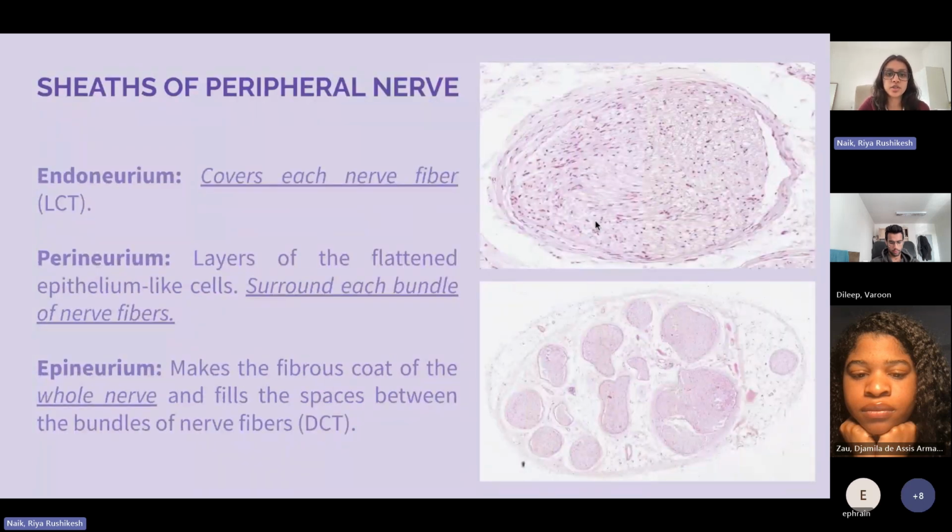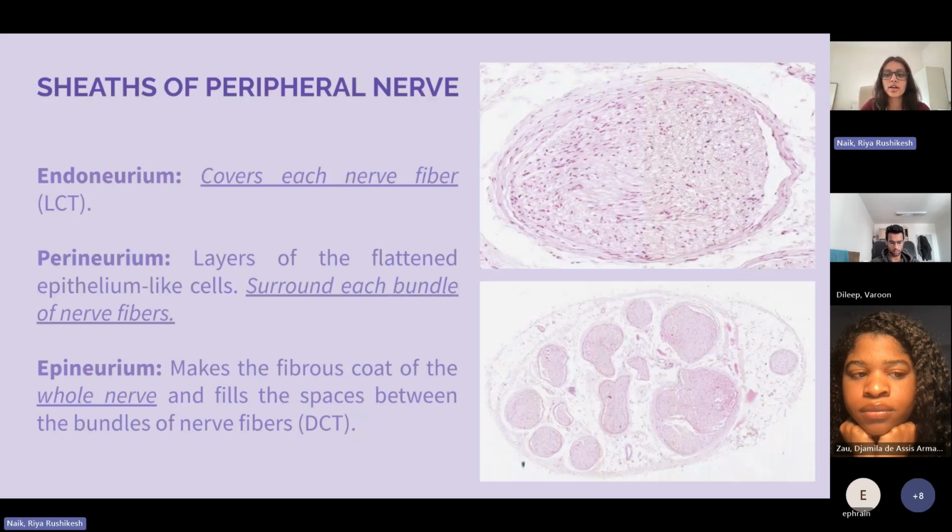Now, there are three sheaths of the peripheral nerve. There's the endoneurium, perineurium, and the epineurium. The endoneurium covers only one single nerve fiber, and it is made up of loose connective tissue. In this diagram, you see these white spaces over here. That's just the endoneurium, which is covering only one single nerve fiber.